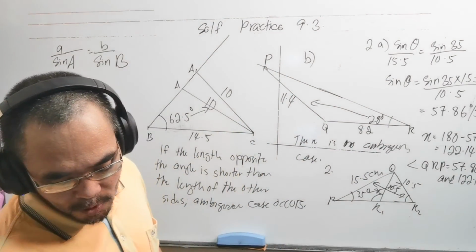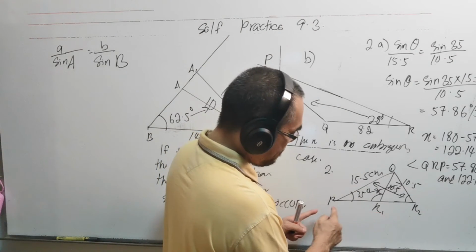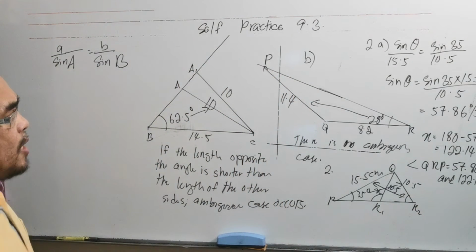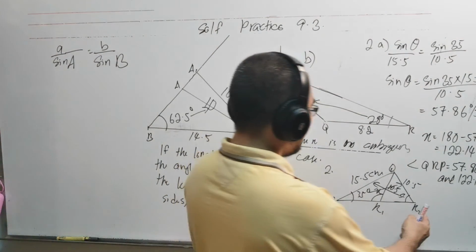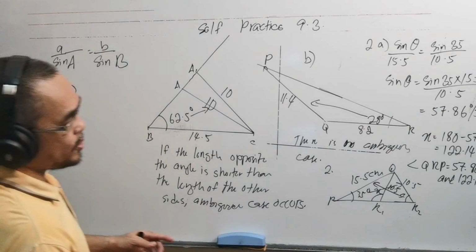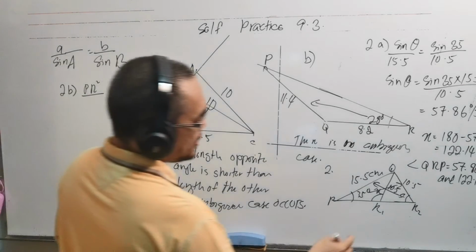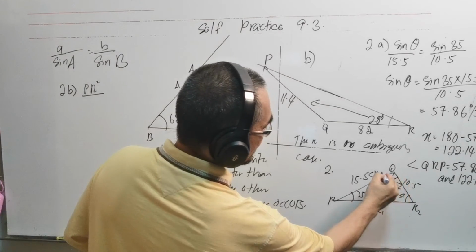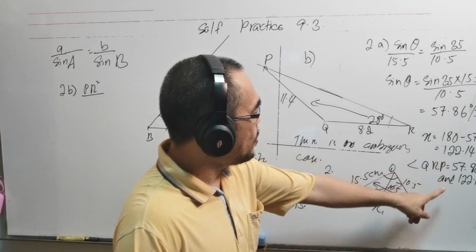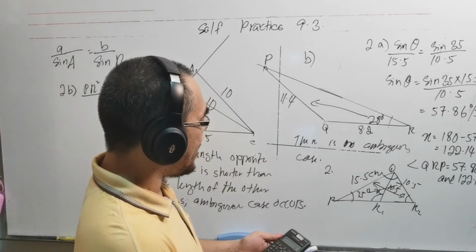And hence, find the possible length of PR. Possible length of PR, there are two PR: P to R1 and P to R2. And there are many ways how to answer that. Let's say we are talking about P to R2. So number 2B, we could use, okay, P to R2 over sine of the angle here. Since we know that the angle here is 57.86, then we could know the total angle at Q.